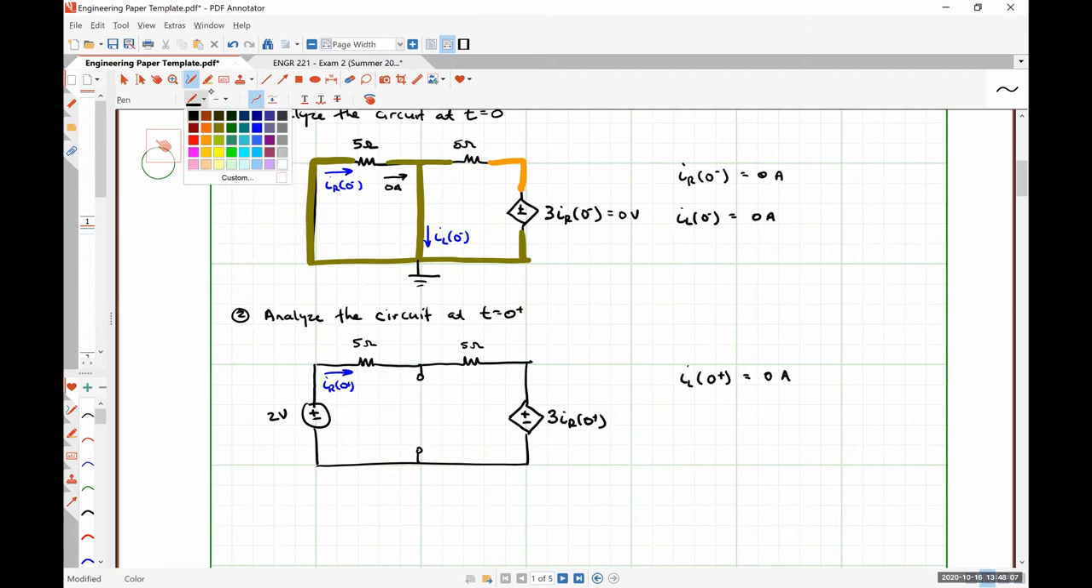So obviously then IL at 0 plus is 0 amps, which we already have written down. So how are we going to determine IR at 0 plus?